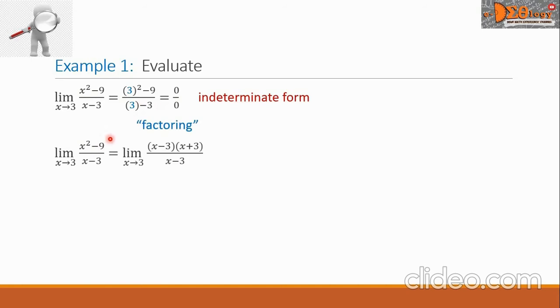The x squared minus 9 is now factored into x minus 3 times x plus 3. Observing our fraction, there is a common factor in the numerator and in the denominator that we can cancel. We cancel now the x minus 3. Writing the limit again, we have the limit of x plus 3 as x approaches 3. Let us evaluate again this limit by substituting the value 3 to the x. So we have 3 plus 3, and the sum is equal to 6. This is our final answer.